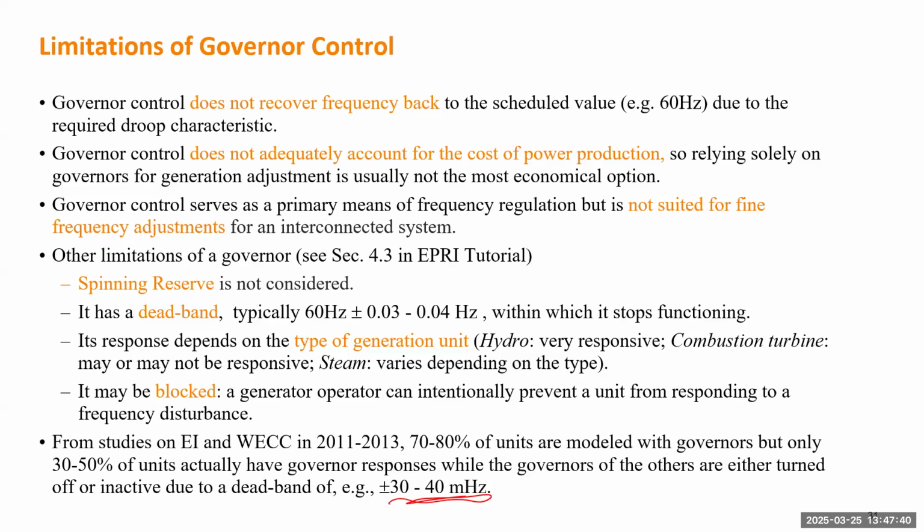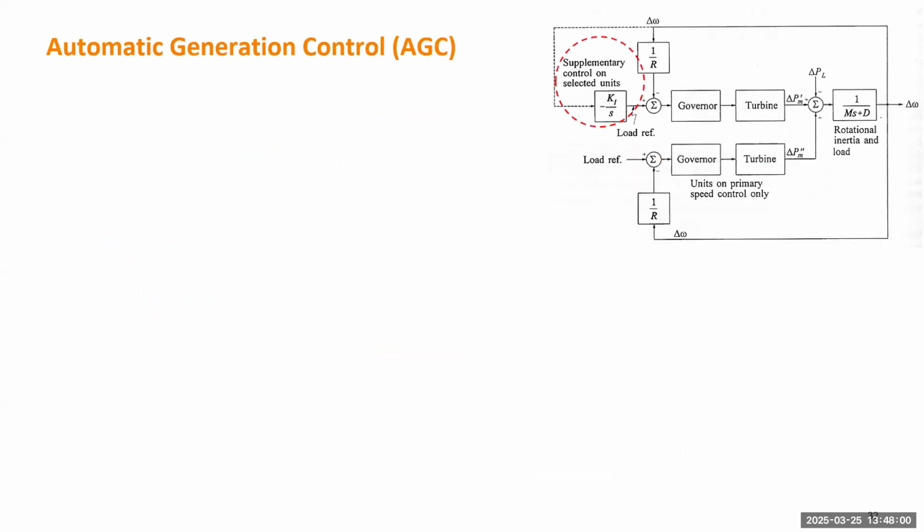They can set up a bigger dead band, so that makes those units less responsive to the frequency deviation. Okay. Due to so many limitations, we do need another control which can safely bring the frequency back to 60 Hz if we really want. That is called automatic generation control.